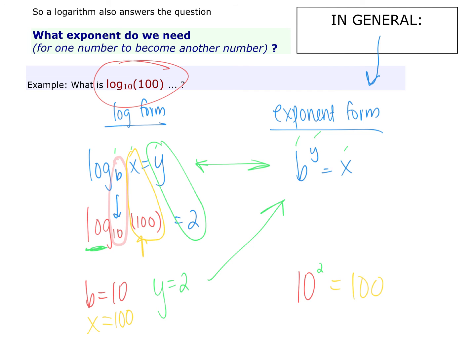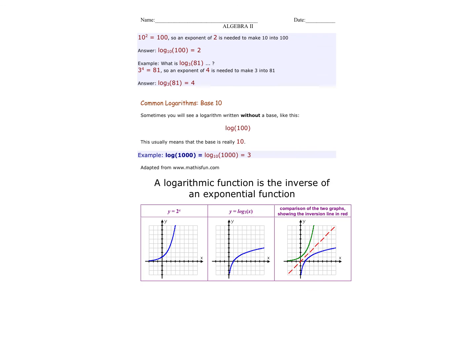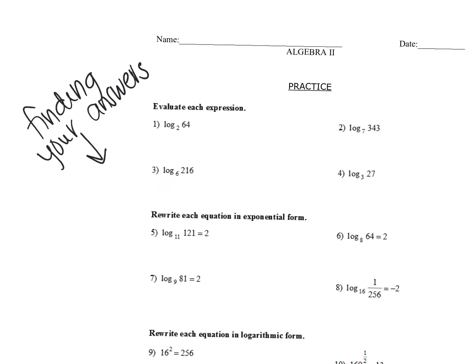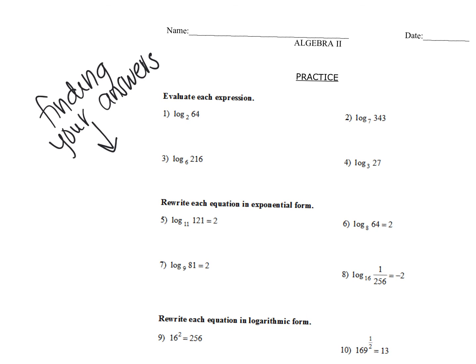So now you're just going to do some practice on your own. If you have any questions, let me know. I want you to just ignore this page, it's really nothing. And then this is your practice problem. On the first 1 through 4, you're just getting the logs, just finding your answer. So how many times do I need to multiply something to get something? Like in number 1, it's asking, how many times do I need to multiply 2 to get 64? You're just going to put your answer there.